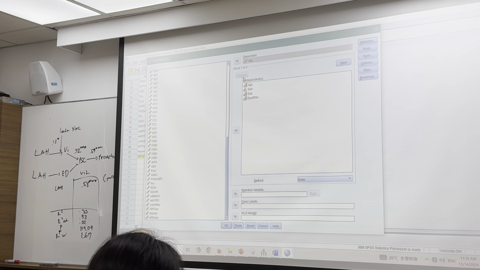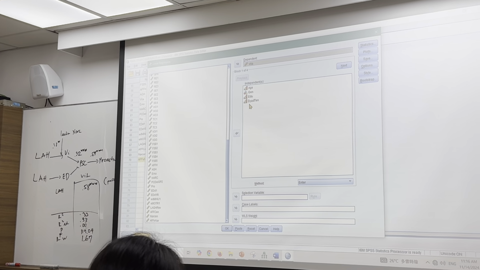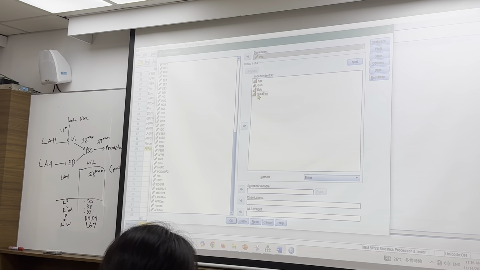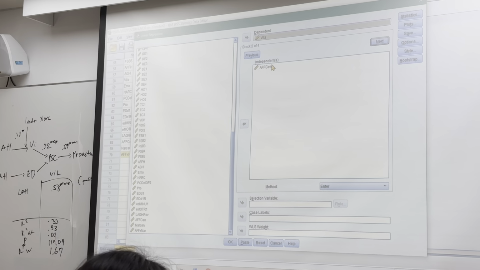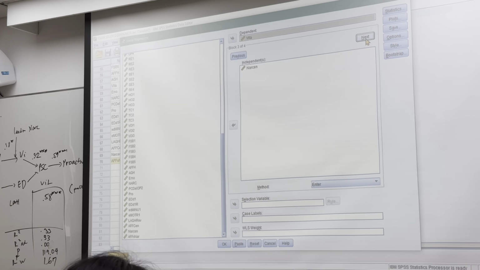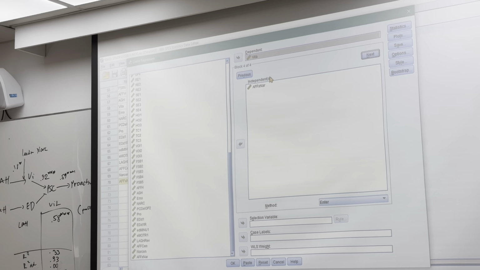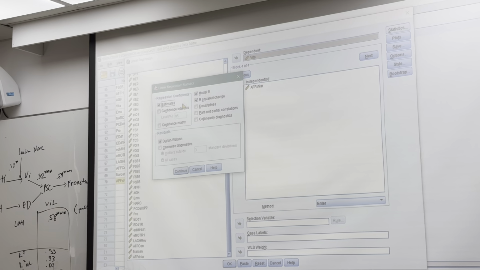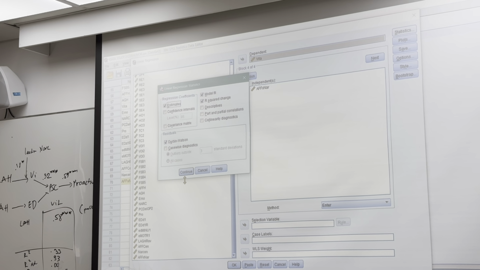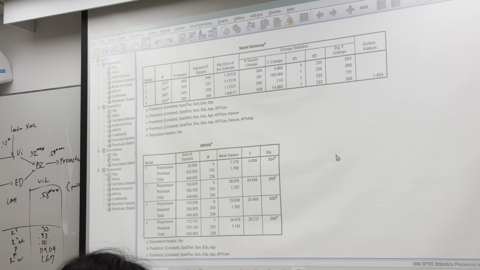Let's check again. Block 1, control variable. So this means your model 1 will be the control variable. Block 2 will be the IV, AFF. Block 3 will be the moderator. And block 4 will be the interaction, which is your moderation effect. For statistics, I will pick the same, like this one. All right, let's analyze this.